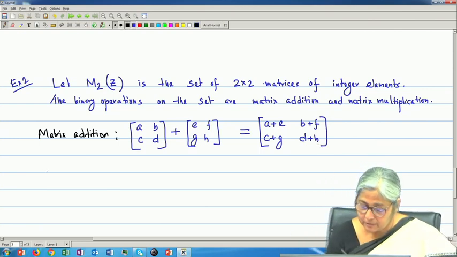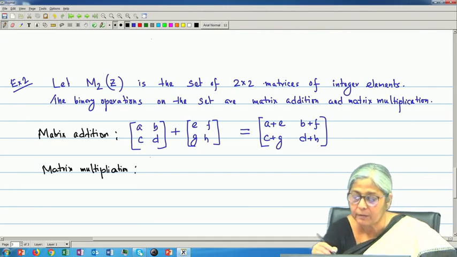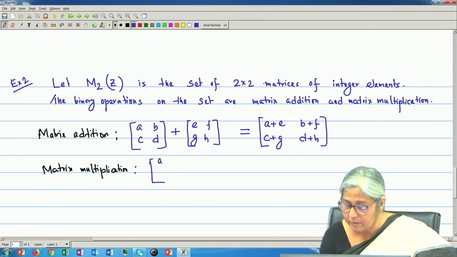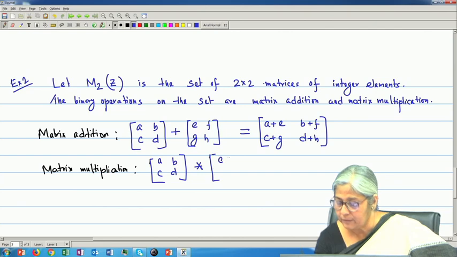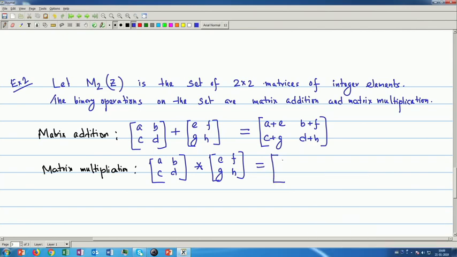Now, how do we define the matrix multiplication? If I take the same matrix [A B; C D], now I take multiplication with [E F; G H], this is equal to, as we know, AE plus BG, then AF plus BH, CE plus DG, CF plus DH. This is my matrix multiplication.